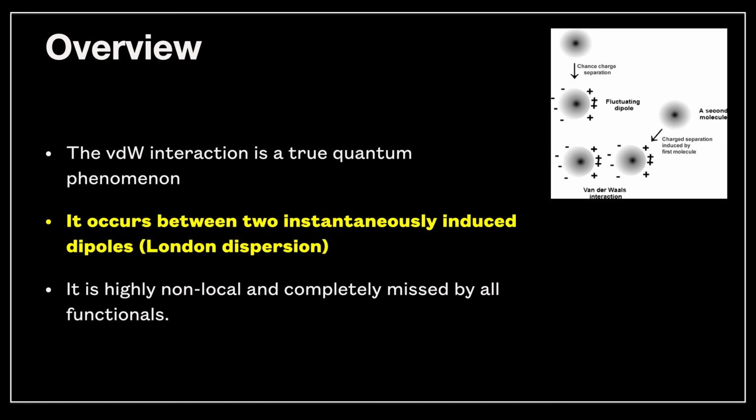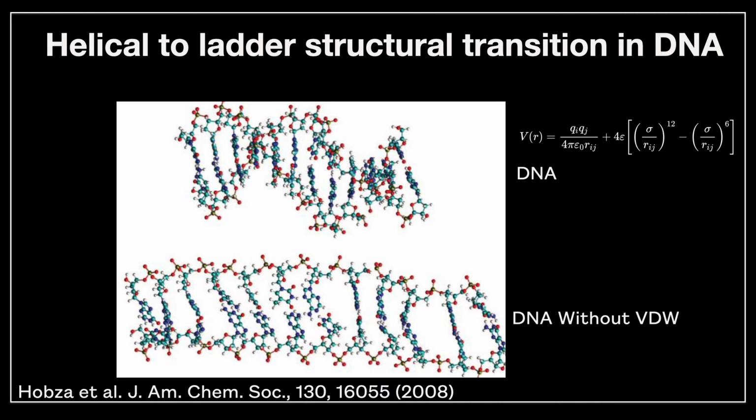So clearly, from the description of the non-locality, you do not expect LDA or GGA to be good at describing van der Waals interaction. And yet van der Waals interactions are very important for describing biological material, but also weakly bonded material. So this is an example I always like to show my students.